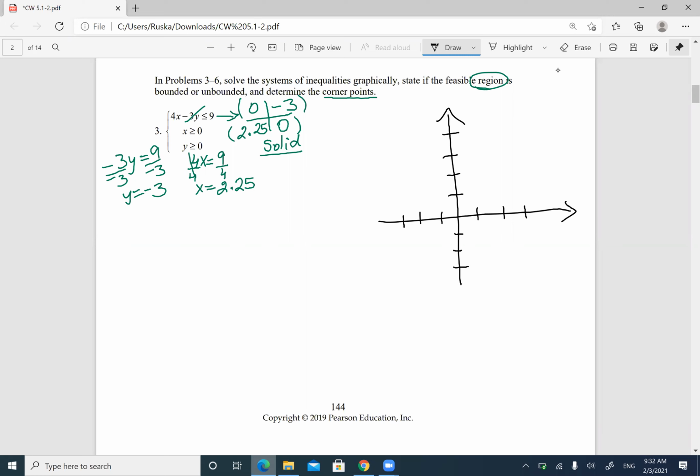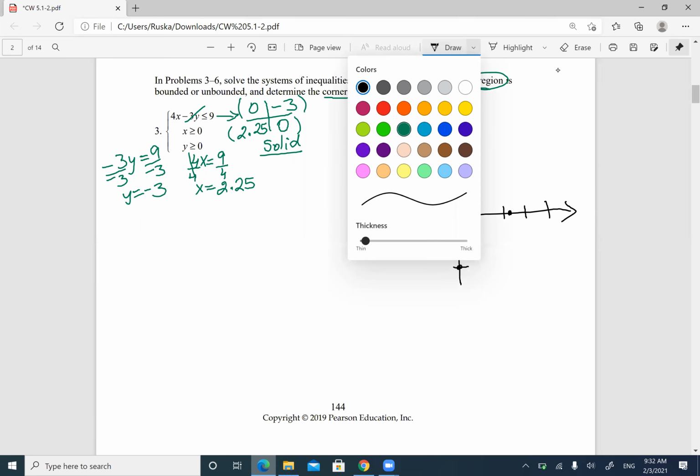Let me just make the scale here. Okay, 0, -3 is this point. And then 2.25, so it's between 2 and 3, but close to 2. Let's say this is the point. And I'm going to connect those 2 points with a straight line, and that's going to be my graph.